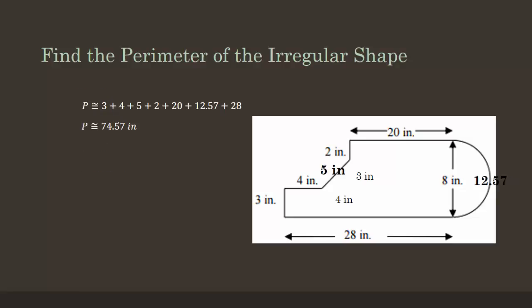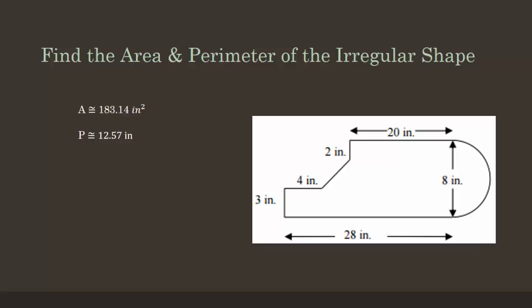Similar to what we did with the area, we're going to take the sum of every single side of this irregular shape. When we do this, we get that the perimeter of this irregular shape is going to be approximately 74.57 inches. We have successfully found the area and the perimeter of this irregular shape.